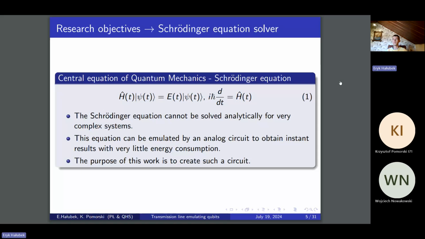But if we used an analog circuit for such a purpose, we could obtain instant results with very little energy consumption, because there would be no need to convert the signal and the information within the signal to a digital version, which could be processed by a normal computer. So that's where this energy saving comes from.